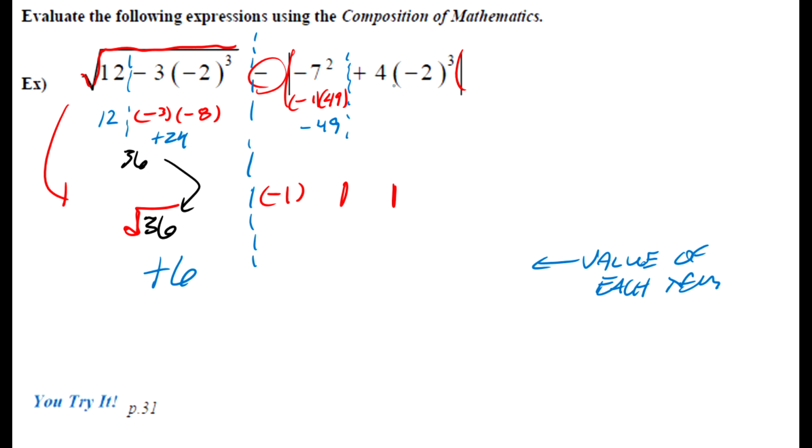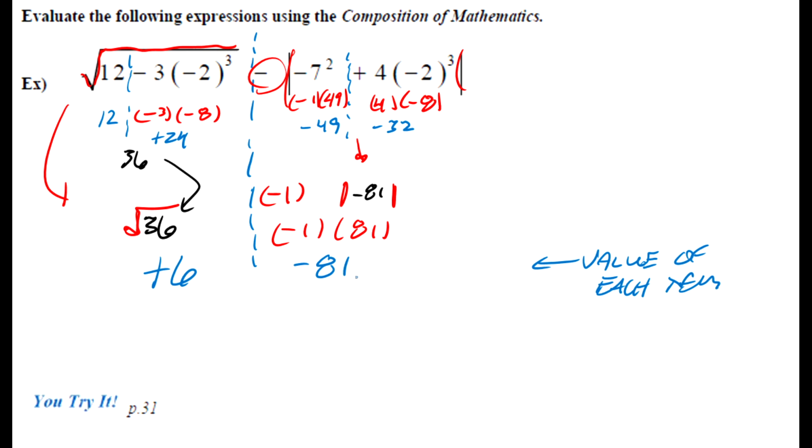Here, the second term, I have a factor of 4, and -2 cubed, which was that -8. 4 and -8 is a term value of -32. So the value inside the expression, we want to keep track as that factor, but the value inside would be a -81. So now our factors are -1 and the absolute value of -81, which is positive 81. So this term value now is a -81.